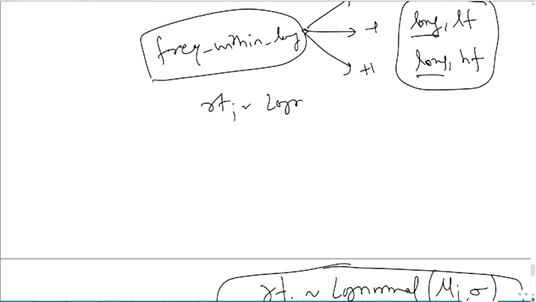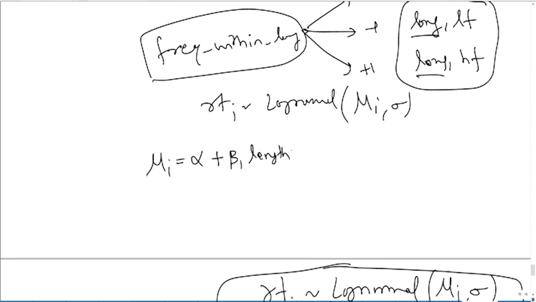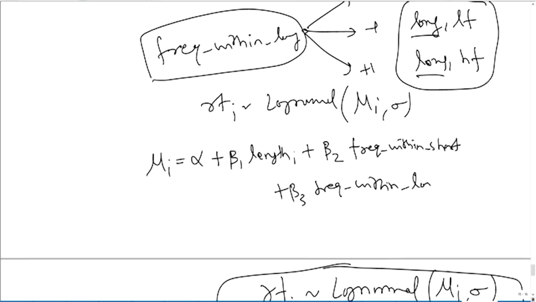RT_i comes from a log normal with mu_i and sigma, where mu_i equals alpha plus beta 1 into word length. So we will still test the main effect of word length. Then beta 2 into frequency. Now we are testing frequency effects, but frequency effects separately in long words and short words. So frequency within short, and then plus beta 3 frequency within long words.